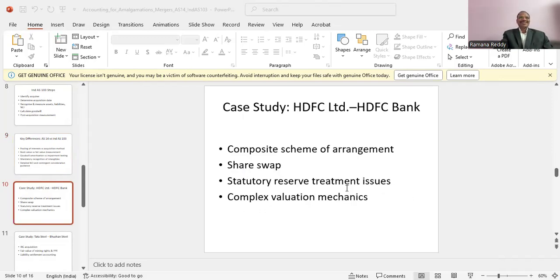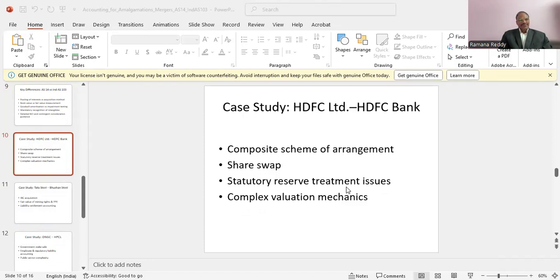Yes, we'll see the case studies. Case study 1: let's see how this plays out in practice. HDFC Limited and HDFC Bank in 2023. This is a massive composite scheme involving regulatory clearance from RBI, SEBI, NCLT. Consideration of the equity shares issued by HDFC Bank and treatment of statutory reserve was a key accounting decision. Complex valuation mechanics were needed to align scheme terms with Ind AS requirements.